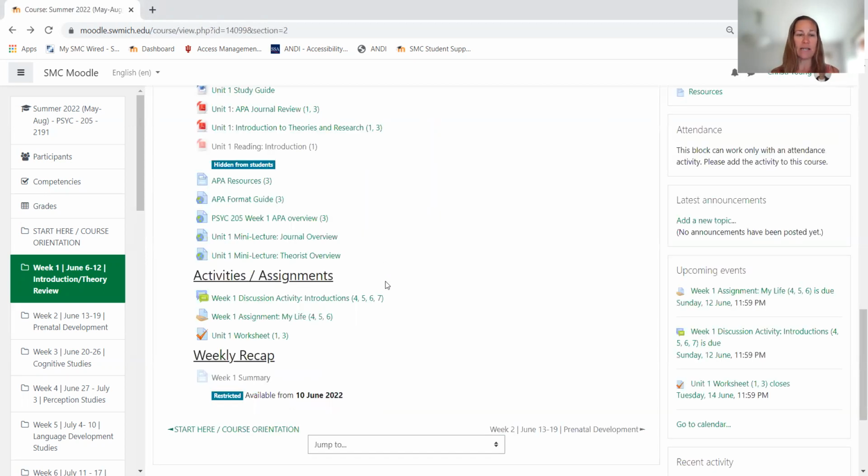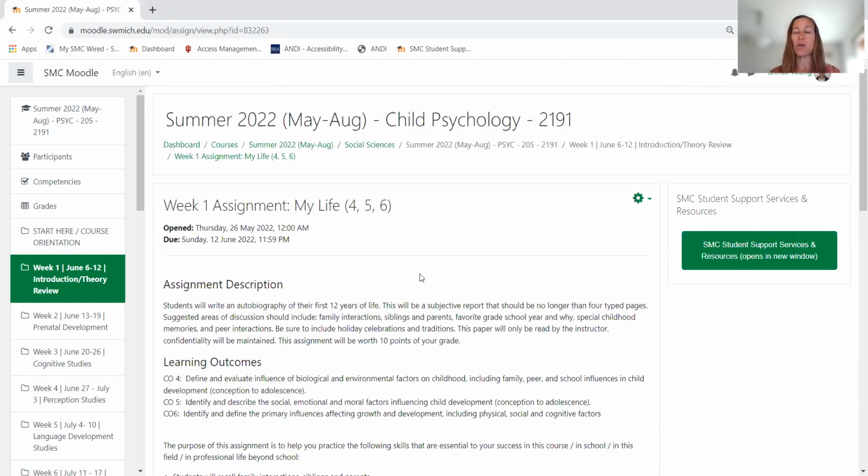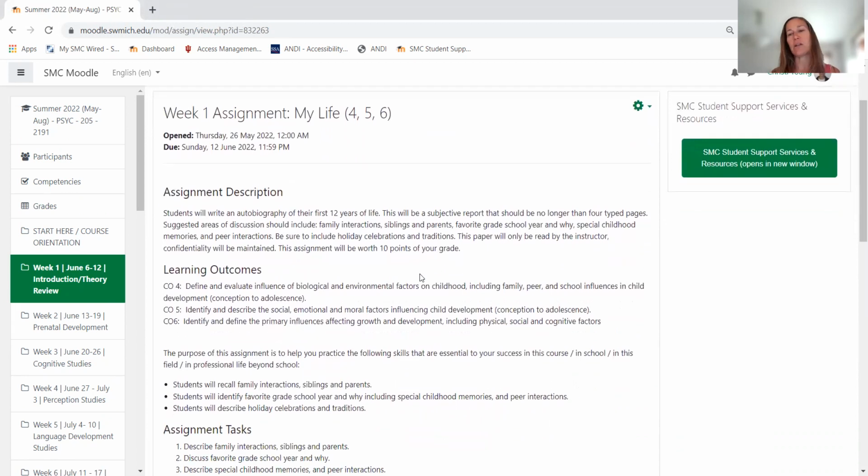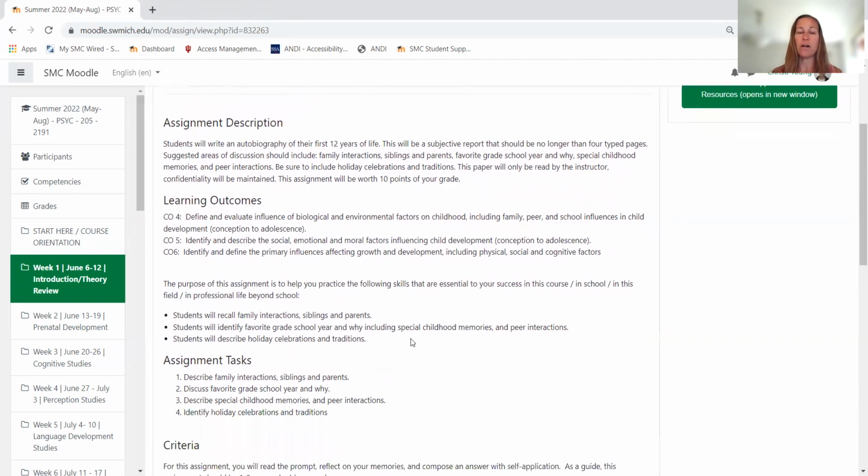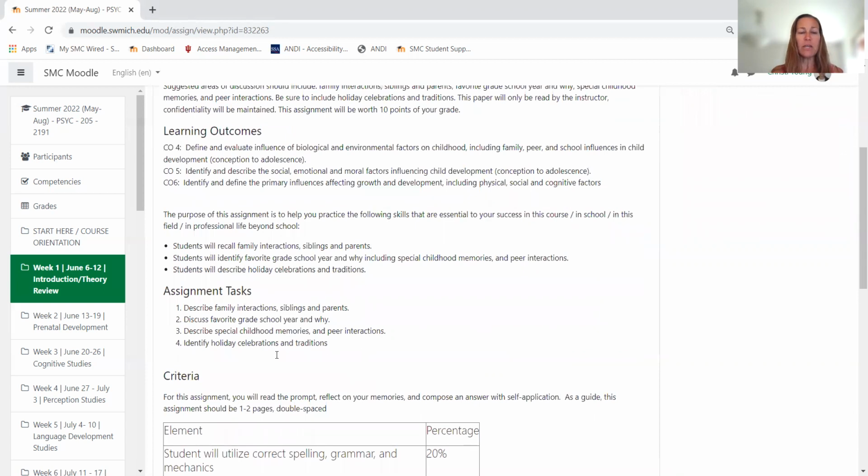Going back to our second assignment, you will be writing your My Life autobiography. What I'm looking for you to do is to create an autobiography of your first 12 years of life. The reason why I ask you to do this is because we're basically looking at you and what has shaped you into the person that you have become, much like the children in child psychology and the studies that we'll be talking about in this class. So address these questions and make sure that you are including double space, 1 to 2 pages.